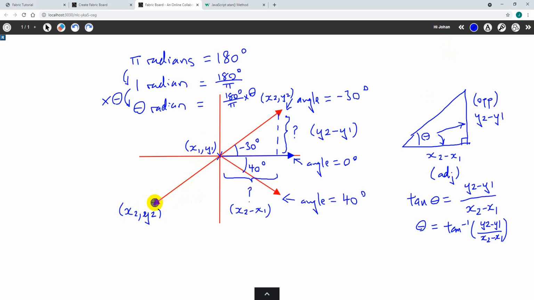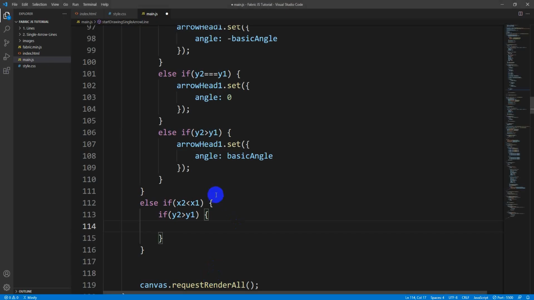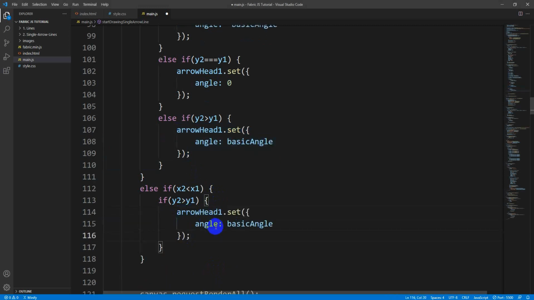Now when it's over here, the basic angle is this. Let's call this alpha. We actually have to find this angle over here, because we have to put this value in our code. So it's just 180 degrees minus the basic angle. So over here, it would be 180 degrees minus the basic angle.